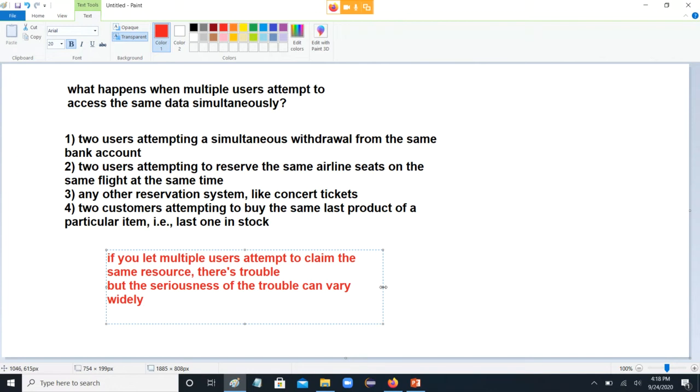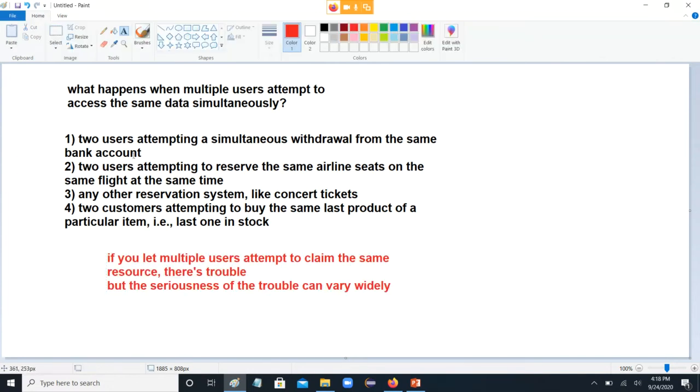All right, so something like this, for example, if you have 2 users attempting a simultaneous withdrawal from the same bank account, that's potentially a huge problem, right? Because they could pull out the money twice and then it's all gone. They could try to clean out their account twice.